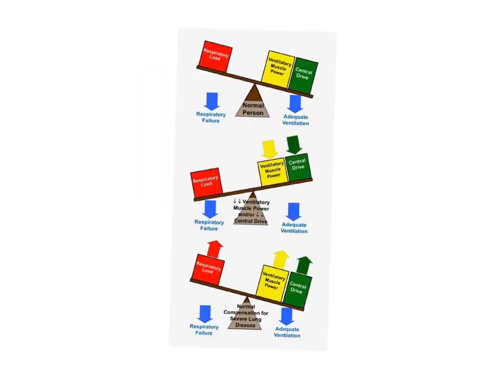So the last thing we'll go over is the respiratory system balance. Ventilatory muscle power and central respiratory drive must be adequate to overcome the respiratory load. Respiratory failure results when ventilatory muscle power and/or central respiratory drive are inadequate to overcome the load. This can occur due to a decrease in the muscle power, a decrease in the central respiratory drive, an increase in the respiratory load, or any combination of the above.